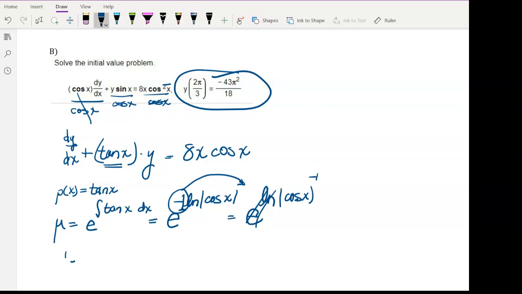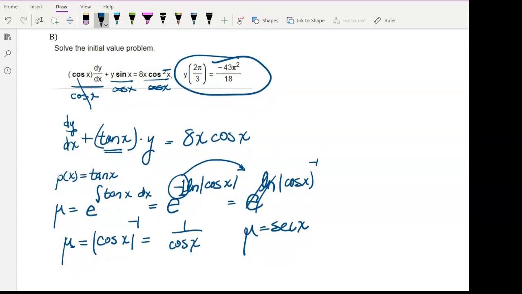So for mu, all we've got left so far is just cosine x to the negative 1, which is 1 over cosine x. We are going to leave off the absolute values because our cosine is no longer inside of a log, so we don't need to follow the rule that it must stay positive. 1 over cosine x is the same as secant x. Mu is secant x. There we go. We're ready to go.